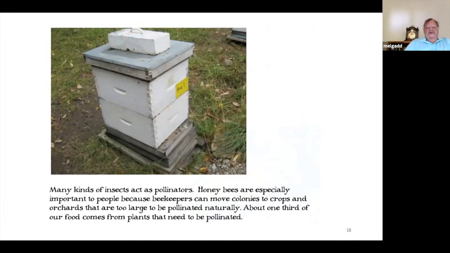This is a standard Langstroth hive, which most people are familiar with. They have frames in them that you can remove. The big commercial beekeepers who move their hives around the country will move thousands of hives like this to the fields to pollinate people's farm crops.